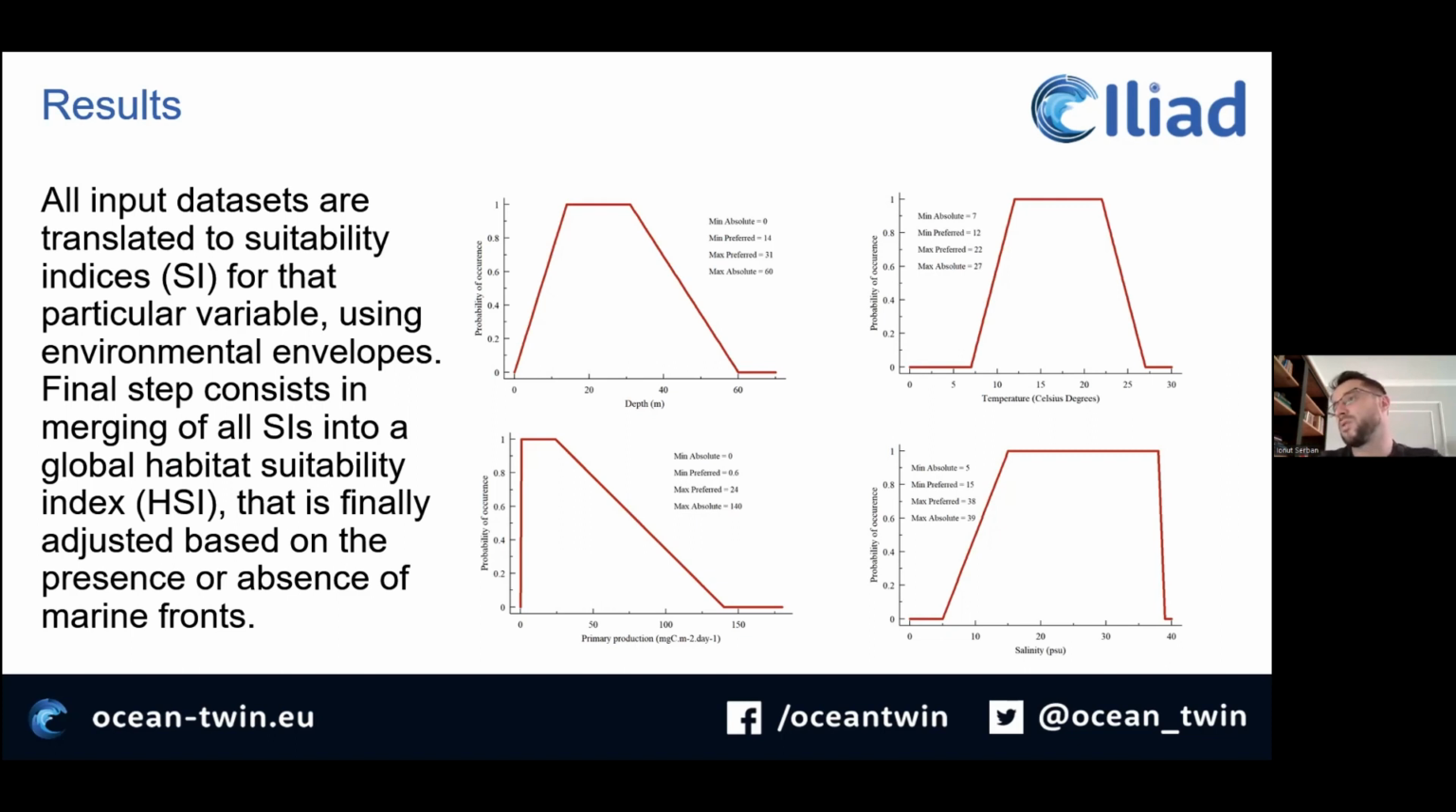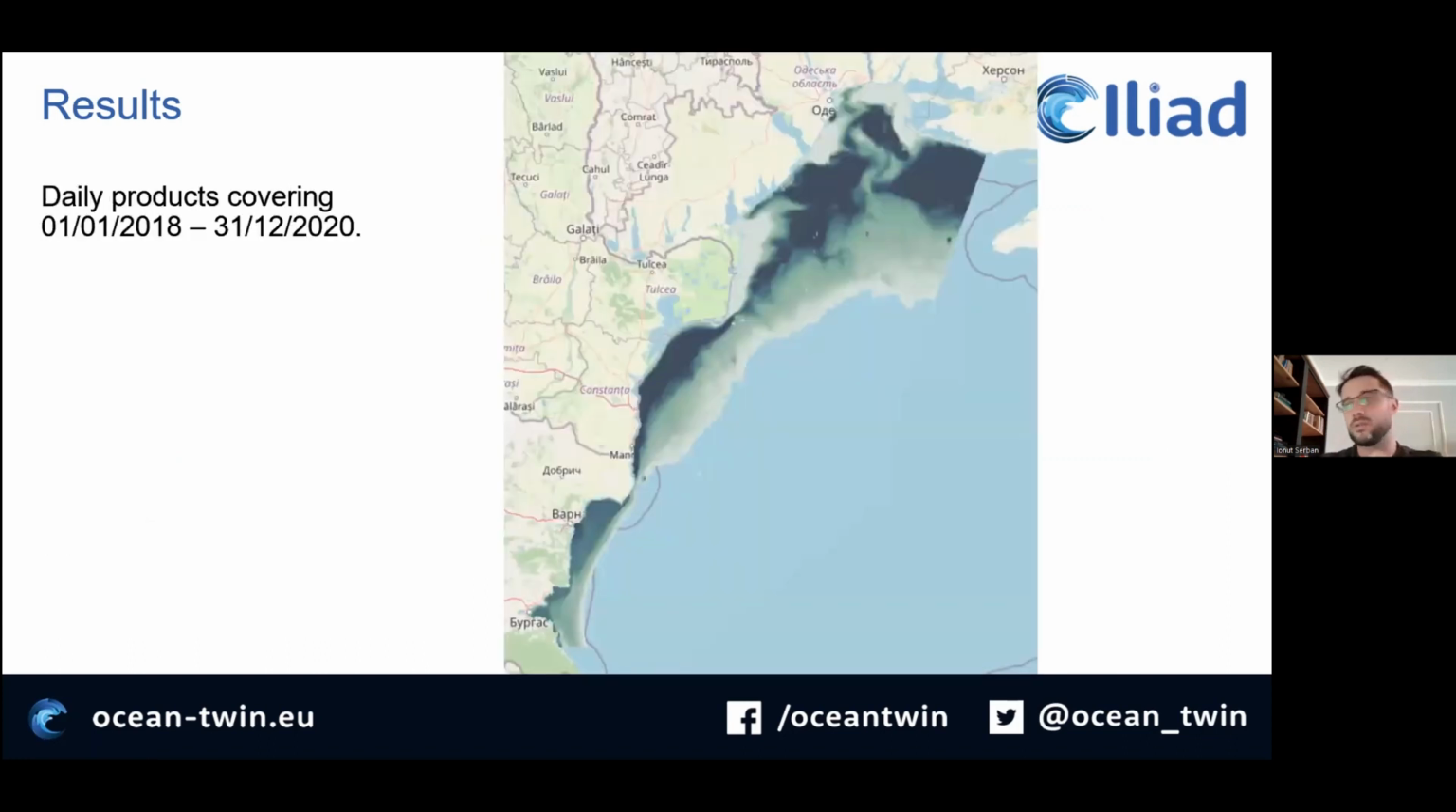And the final step consists of merging all these SI indices for each environmental envelope into a habitat suitability index, which is further adjusted based on the presence and absence of marine fronts. As you probably know, marine fronts are one of the areas that are preferred by fishes to feed. So as a result, we have a daily habitat suitability index covering the years 2018, 19, and 20.